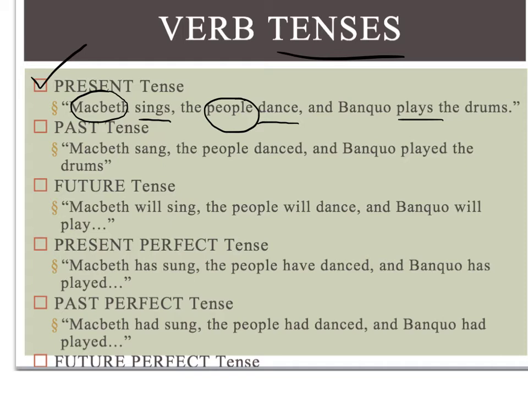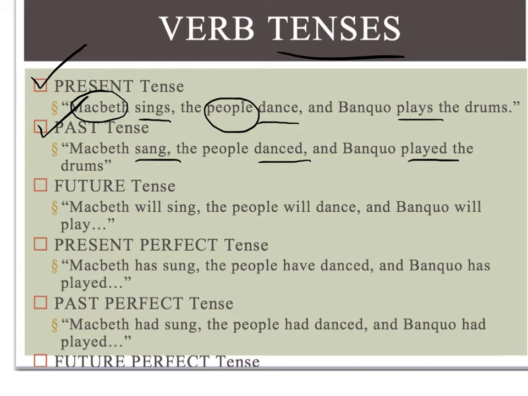The next tense that we're going to talk about is the one that you do most of your writing in, which is the past tense. The past tense is used to describe actions that took place at some previous point in time. So let's say that this party with Macbeth and his friends isn't happening right now, but that it took place, say, yesterday. In that case, Macbeth sang, and people danced, and Banquo played the drums.